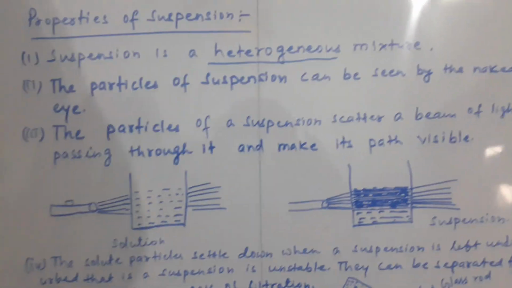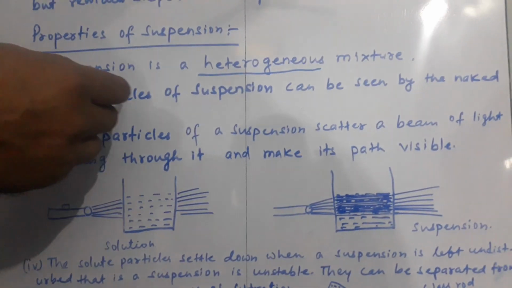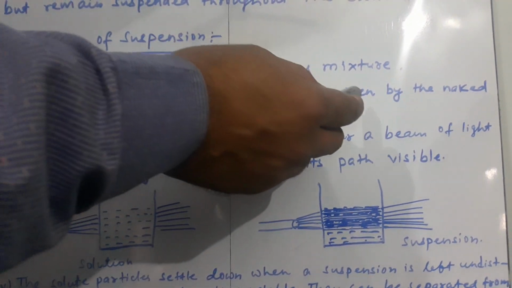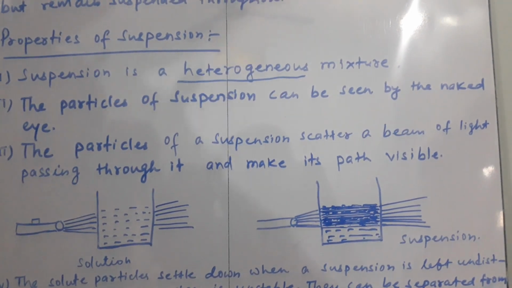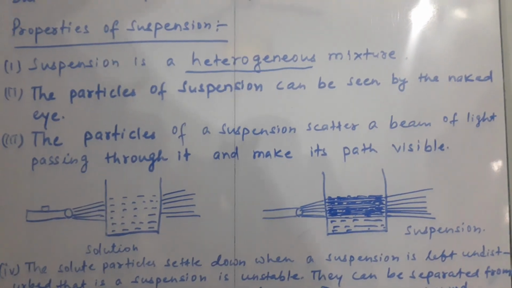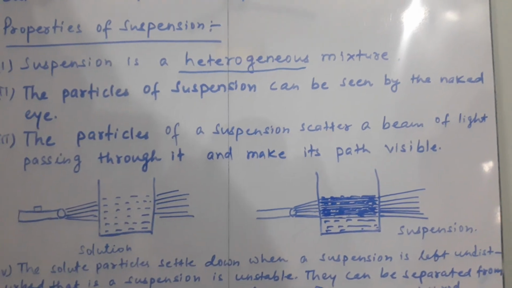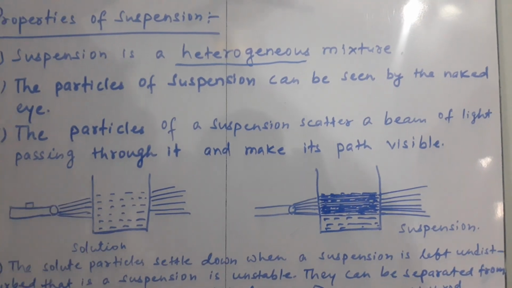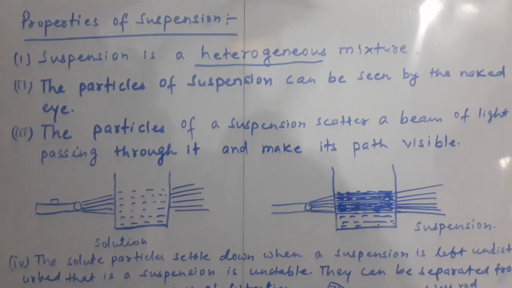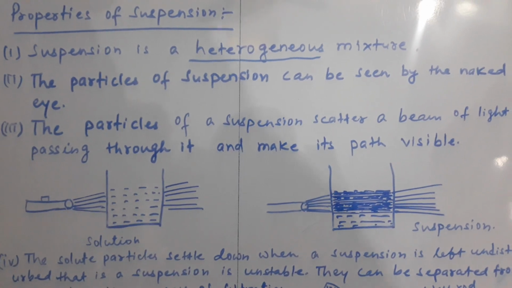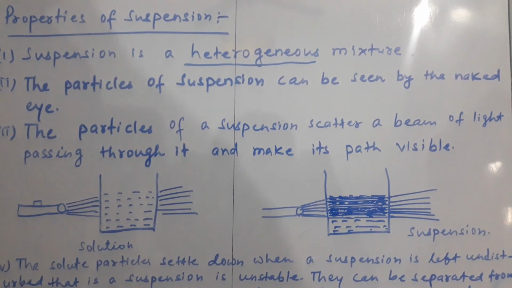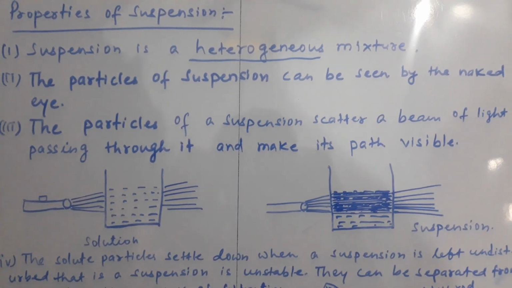The second property of suspension is that the particles of suspension can be seen by the naked eye. As I showed you in the last class, by mixing some soil particles in water, we saw that the soil particles are quite visible in water. Similarly, if you mix some chalk powder in water, that is also visible. These are the particles of suspension which are seen by the naked eye.